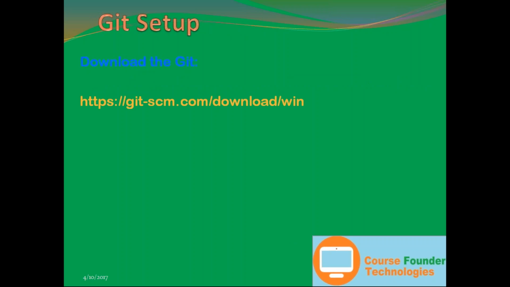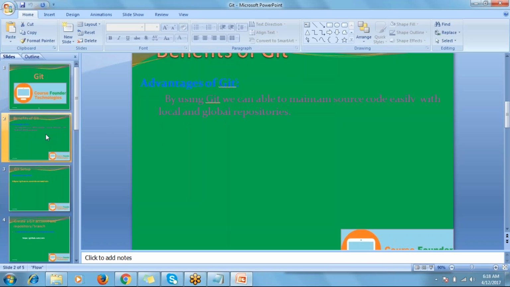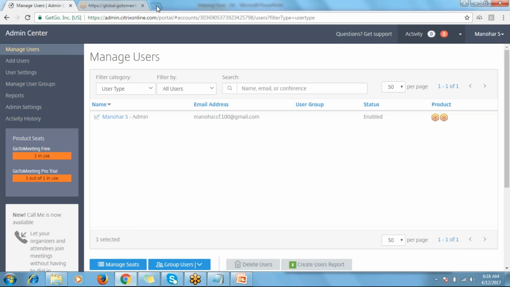Now, how to set that up? To download it, we need to use this URL: git-scm.com/download/win. First you need to download the software from this URL. You just copy the URL; I can give it to you. From this URL we can download that software. I will show you where the download part is.